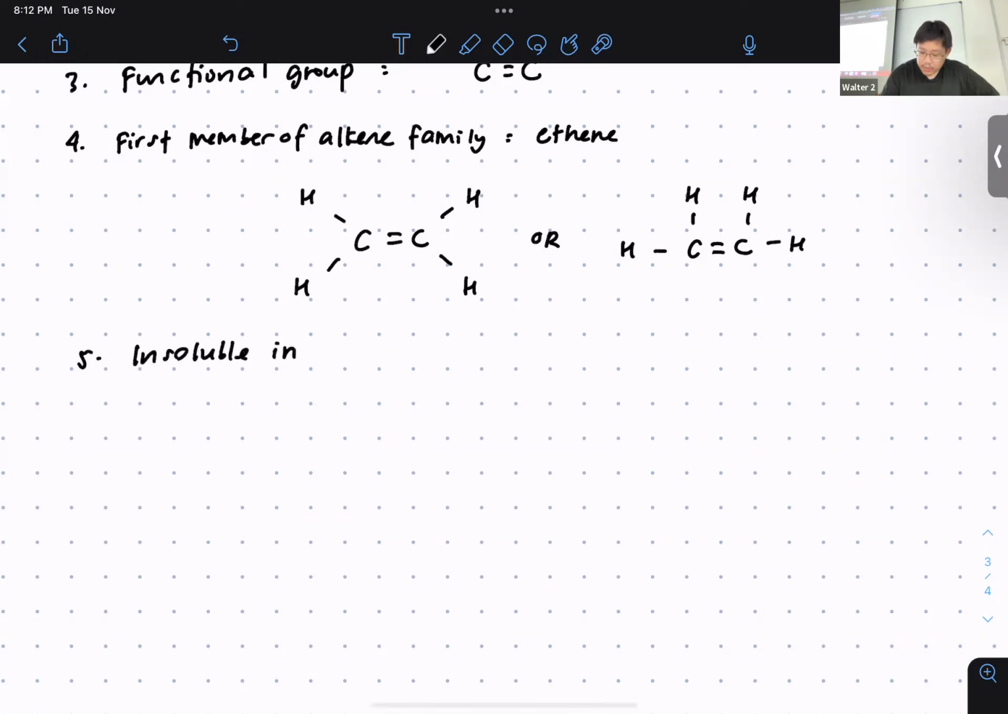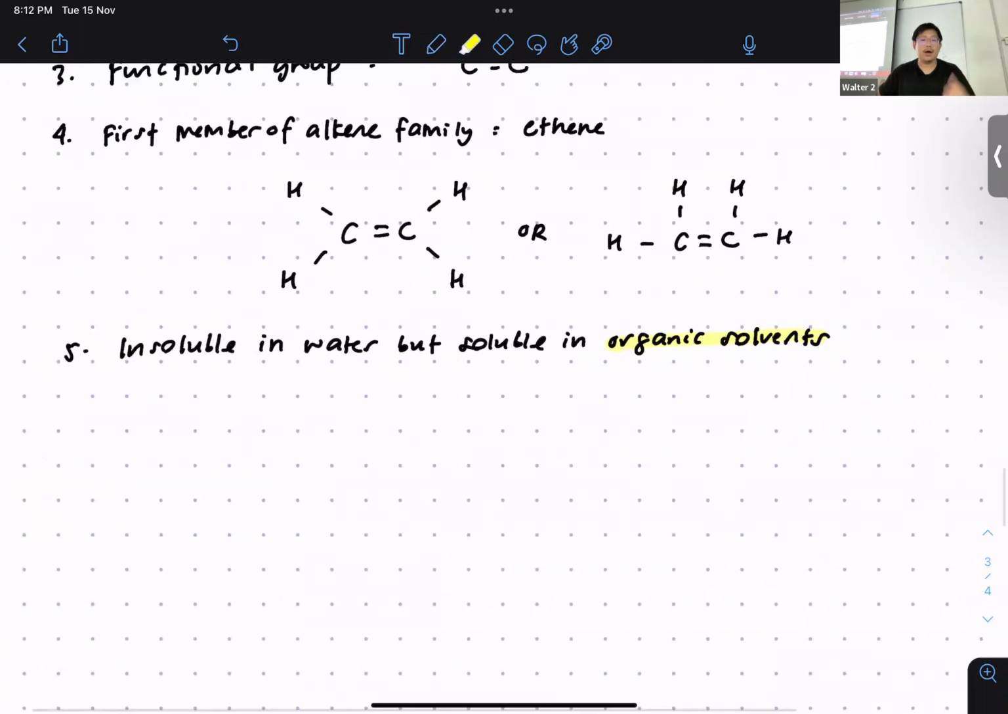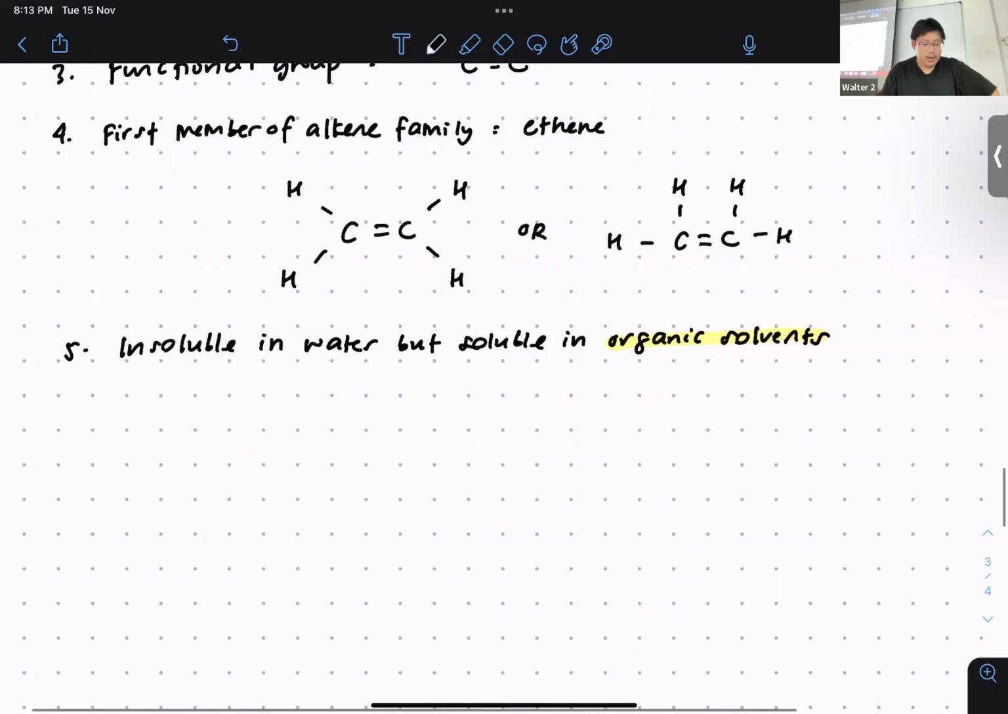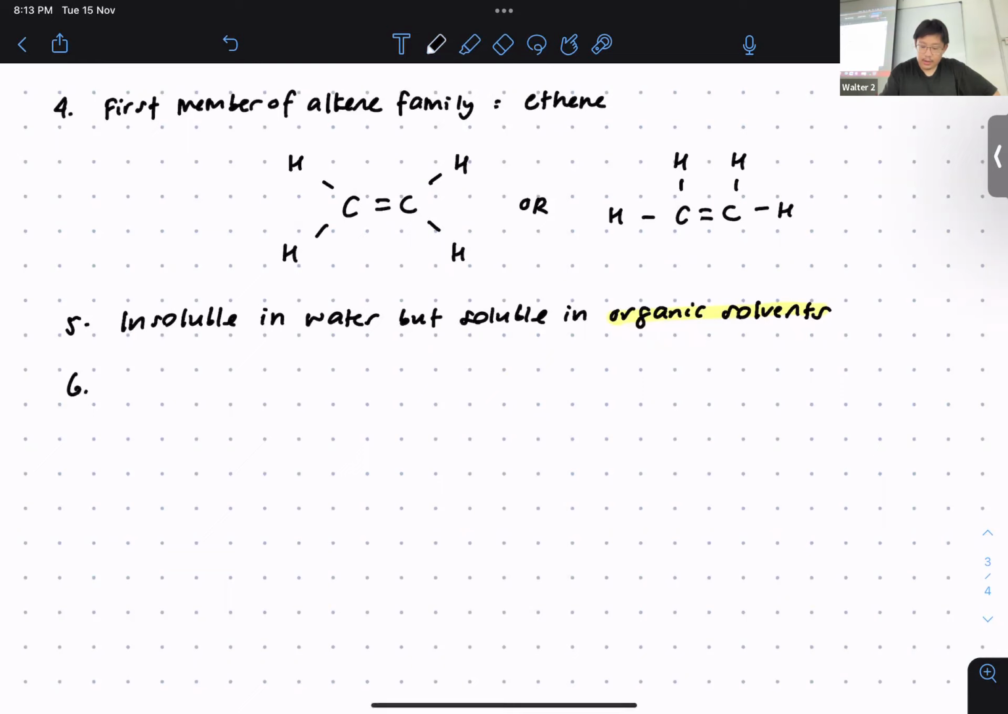So they're insoluble in water, but soluble in organic solvents. Some of the organic solvents that you can use will be other kinds of hydrocarbons. You can use methyl benzene, you can use ethyl acetate, any one of those can be used, any organic solvent technically. Okay, and then the next one will be, they are also very simple molecules.